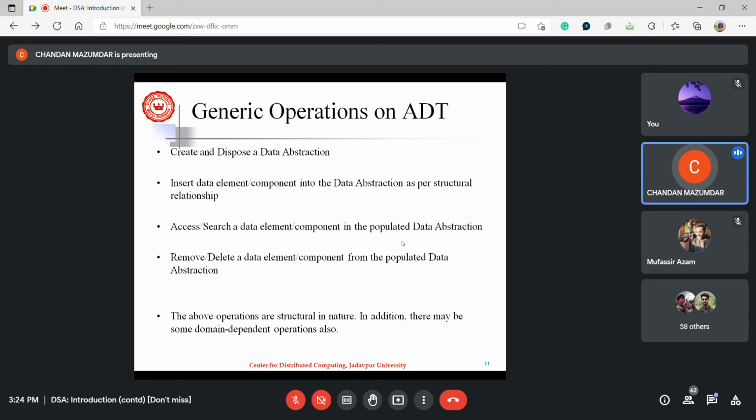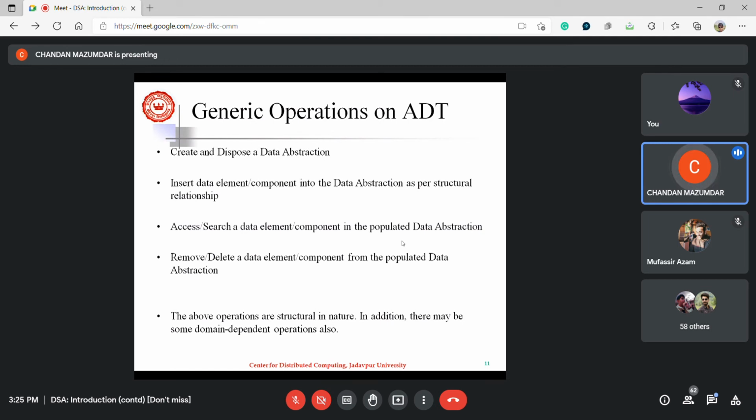So these are the generic operations which will also follow. And these operations are structural in nature, which means that these operations are manipulating the structures, not the values. The individual values are not manipulated by the ADT operations.